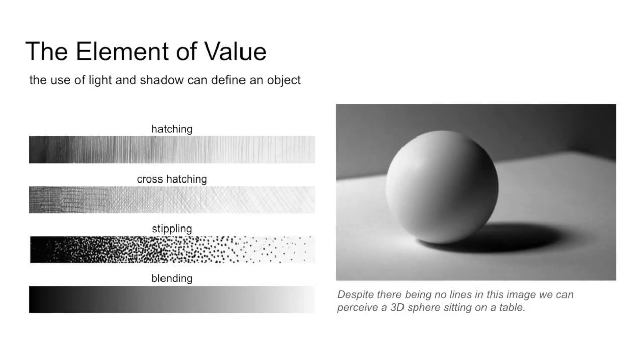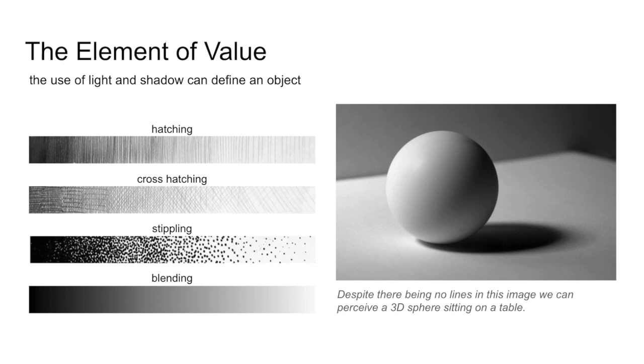The next major way that we can define an object is with the element of value. This is something that we've explored in the last two projects with shading. Shading can be done with hatching, cross-hatching, stippling, and blending, as we've seen. The one thing that element of value uses is light. It uses a light source which then has shadows which define the object.